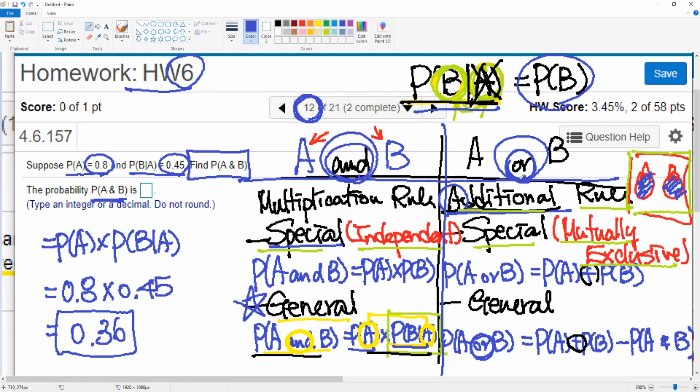For the special multiplication rule, we simply take the multiplication, the probability of A times the probability of B. For the special addition rule, we simply take the addition of the two probabilities. But the special cases are totally different: one is mutually exclusive and the other is independence. Okay.